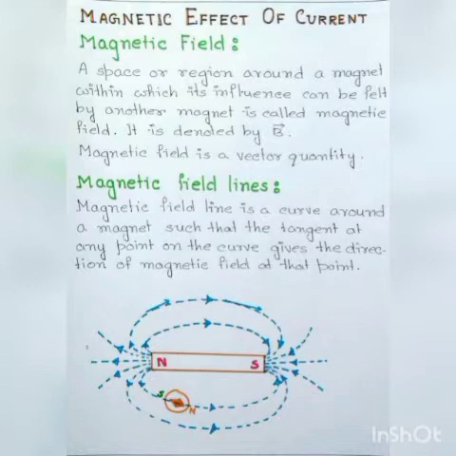Today we will start magnetic effect of current. I think all of you have some basic idea about magnet. But as we are going to discuss about magnetic effect of current, so let us revise a little bit about magnet. A substance which attracts small pieces of iron and points in is known as a magnet.